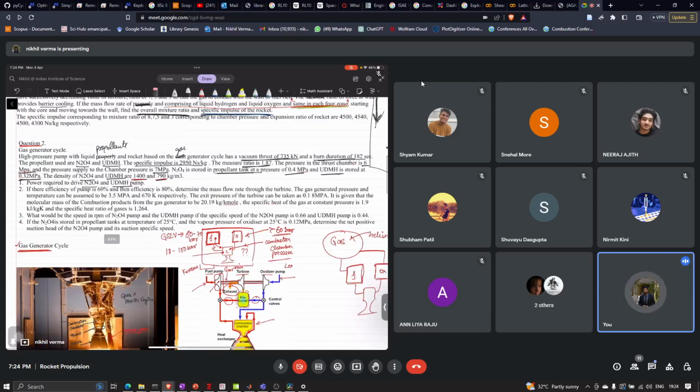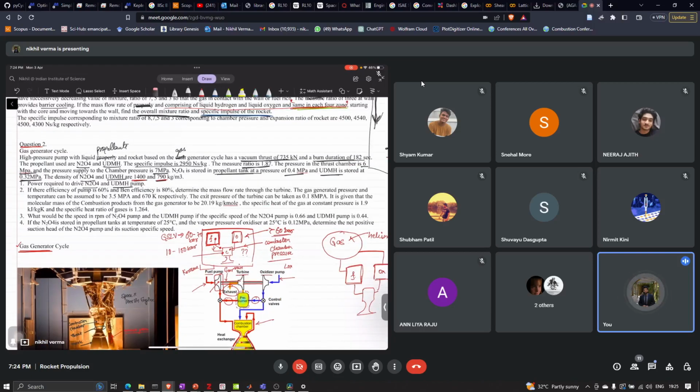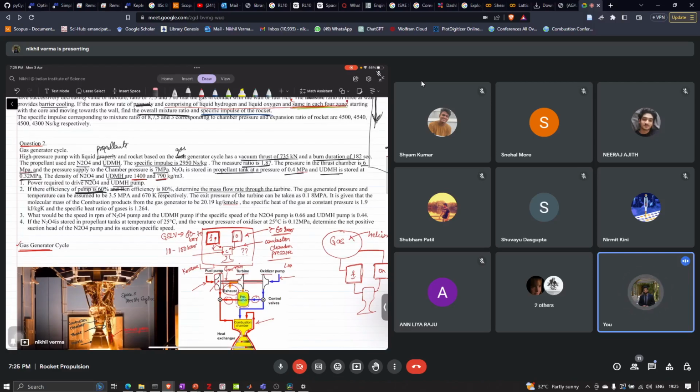Okay, so the next thing is, the efficiency of the pump is 60% and the turbine efficiency is 80%, so we have to determine the flow rate through the turbine. The gas generator pressure and temperature can be assumed as 3.5 megapascal and 670 Kelvin. The exit pressure of the turbine can be taken as 0.18 megapascals. Given that the molecular mass of the combustion products is 20.19 and the specific heat ratio of the product is 1.264.